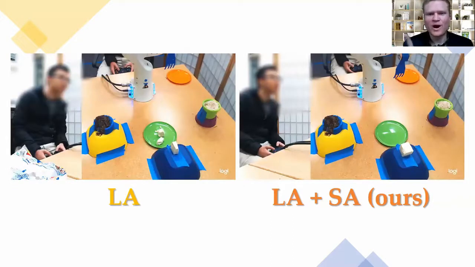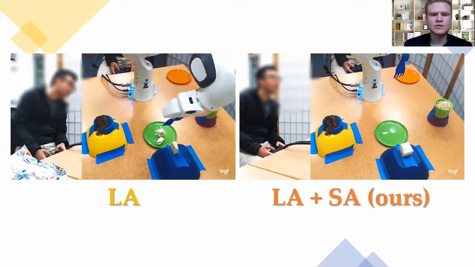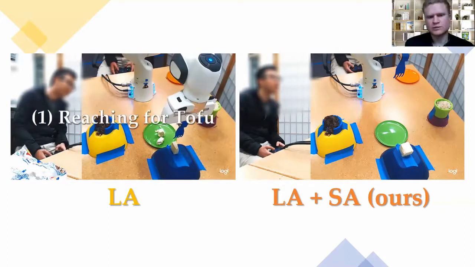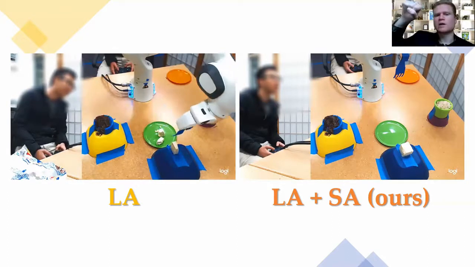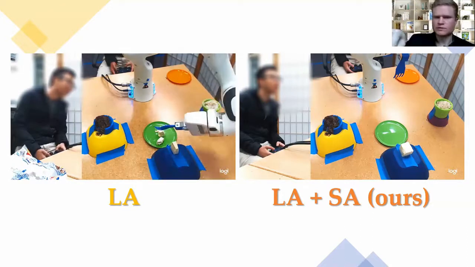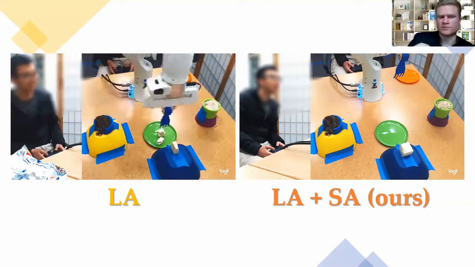Okay, I want to do one more experiment. This is going to be a slightly different task, but here comparing just latent actions by themselves with latent actions plus shared autonomy. Here, the user is going to try to reach for some tofu, then align the end effector so I can cut the tofu, and finally scoop the tofu onto my plate.